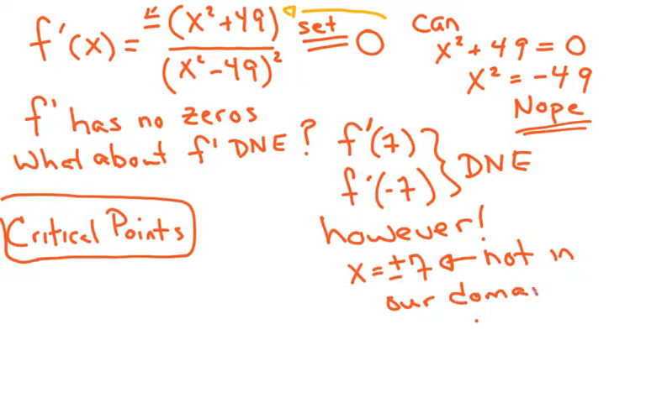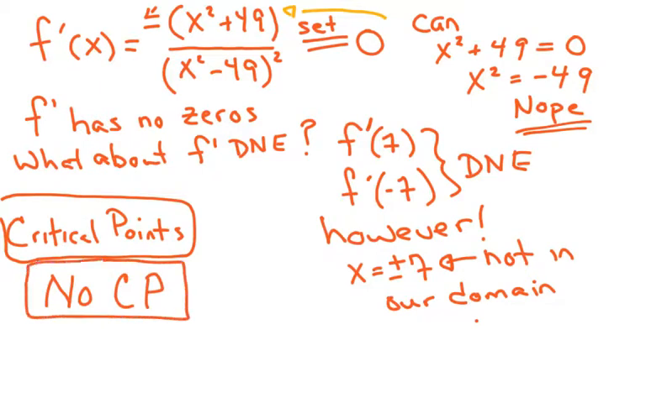Now, I'm doing a lot more detail than is required to answer this question on Canvas, but I think this is all a good review. So that's why I'm working this problem like this. So bottom line, there are no critical points. Isn't that interesting? What does that mean?